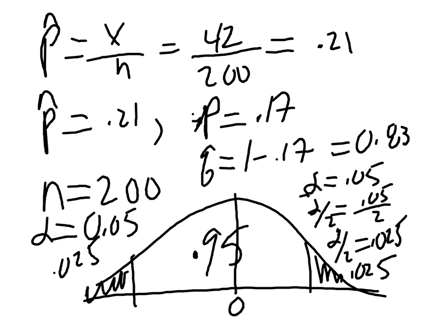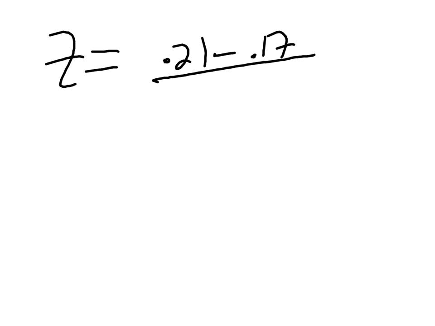And of course, the z-values that go along with a two-tailed test at alpha 0.05 are 1.96 and minus 1.96. Again, we don't have to go to the z-tables. This is summarized in 8.1. Now what we're going to do is figure out our z-value. Our p hat was equal to 0.21. Our established population proportion, we're testing the claim here, was 0.17.